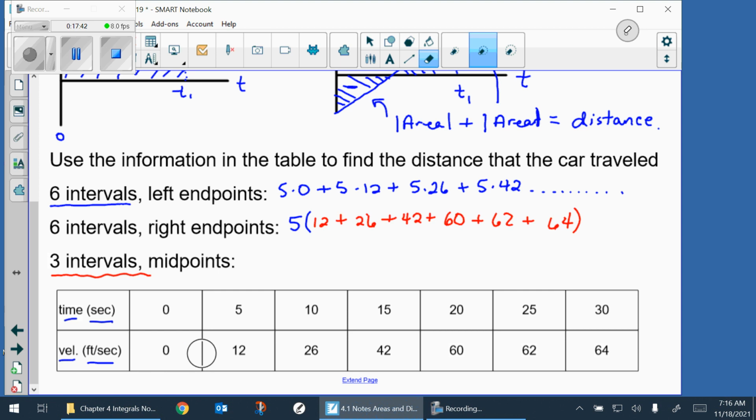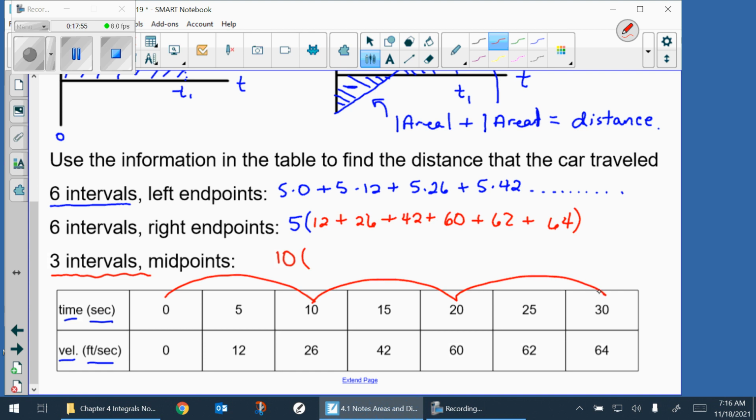So instead of using 6 intervals, I can only use 3. If I go from 0 to 10, I know that that is 10 units wide. In fact, all of these are going to be 10 units wide. But I do have information on what's going on at the midpoint. The height of that rectangle is going to be 12. The height of this rectangle that goes from 10 to 20 is going to occur right here. And the height is going to be 42. And my final rectangle that goes from 20 to 30 will have a height of 62 at the midpoint.